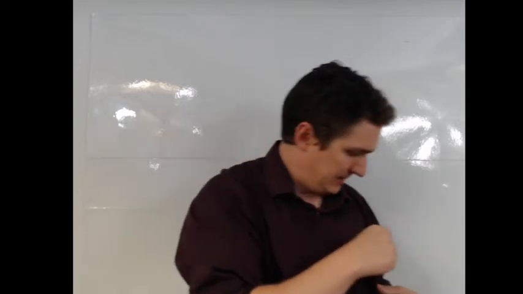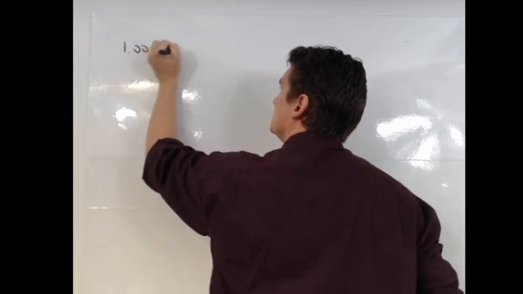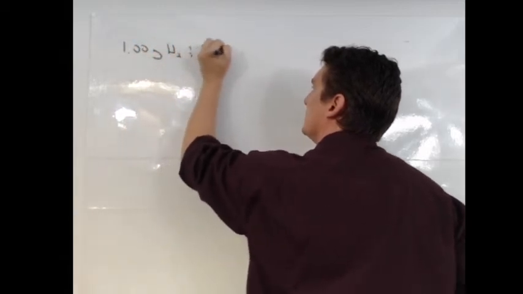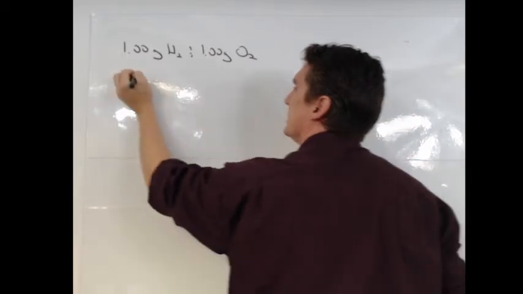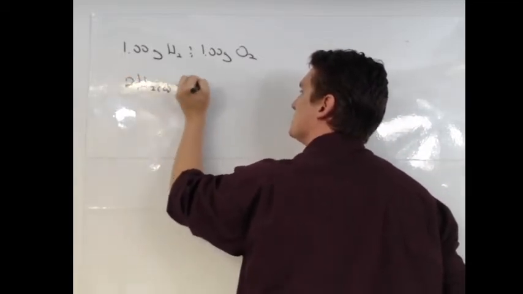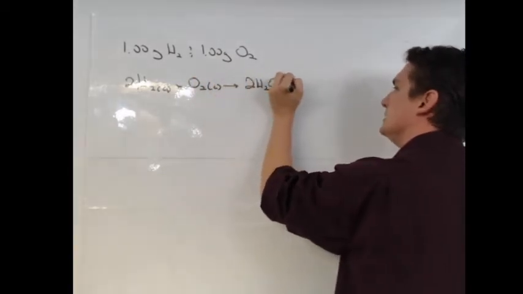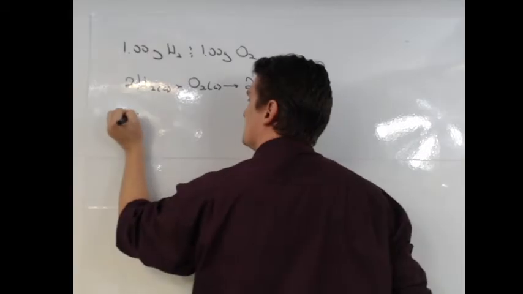So, a problem I like to give for the refresher. We have 1 gram of H2 and 1 gram of O2. And the reaction is 2H2 gas plus O2 gas goes to 2H2O gas. The question is, what's the limiting reagent?